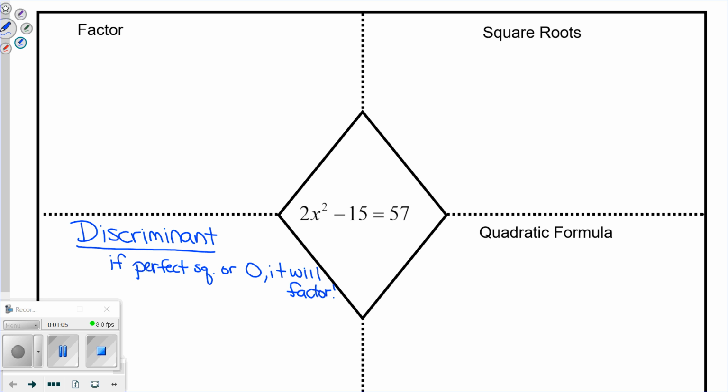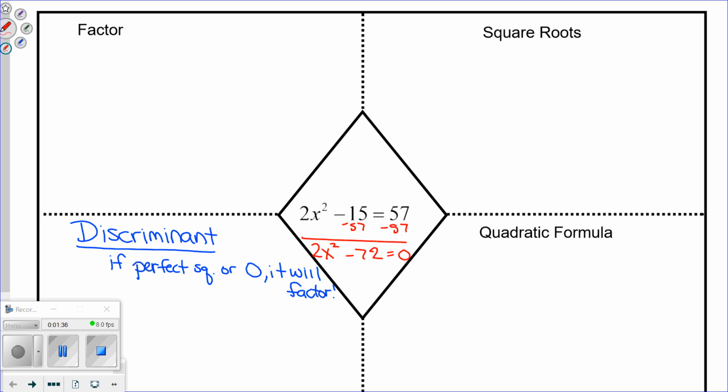All right, so before I can do the discriminant, what do I have to do with that problem? I agree, but what do I have to do with this first? Equal it to 0. Yeah. All right, so let's go ahead and set this equal to 0. So I'll have to subtract the 57. So 2x squared minus, is that 72? Equals 0.